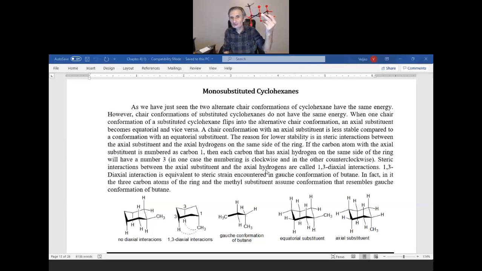So now we have two chairs of different energies. One with an axial substituent, high energy, and when we flip it into the opposite chair, one with an equatorial substituent, low energy. That's why you have to practice chair flip. And from that, you can draw a conclusion that a substituent in equatorial conformation is going to be in a more stable conformation because there will be no steric interactions.